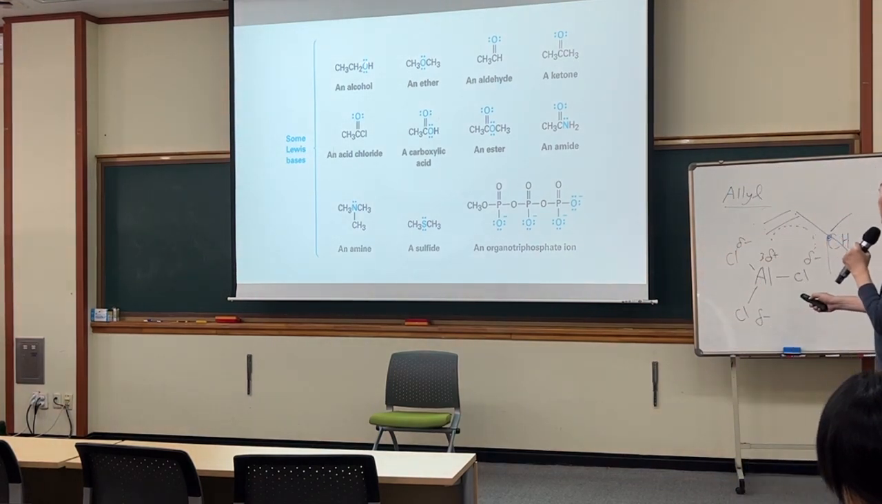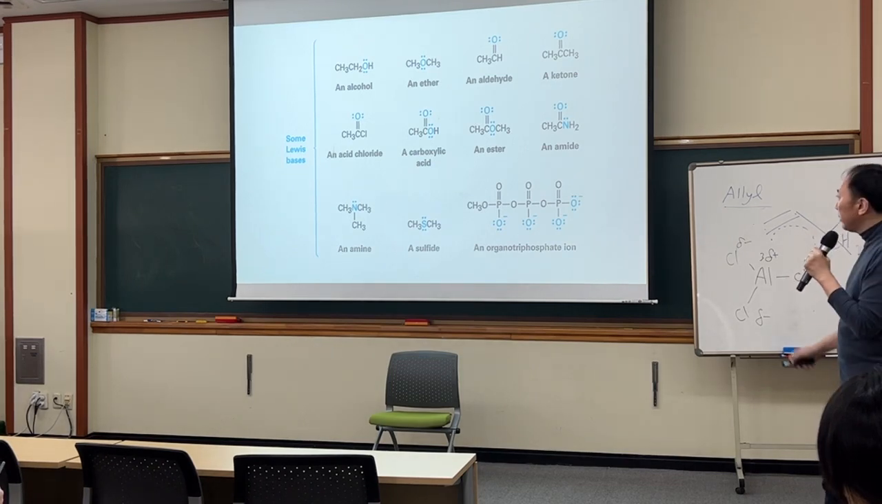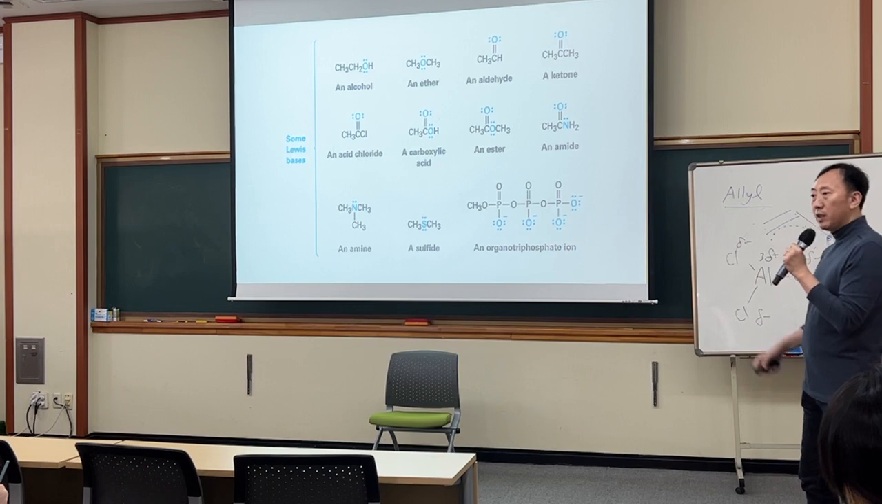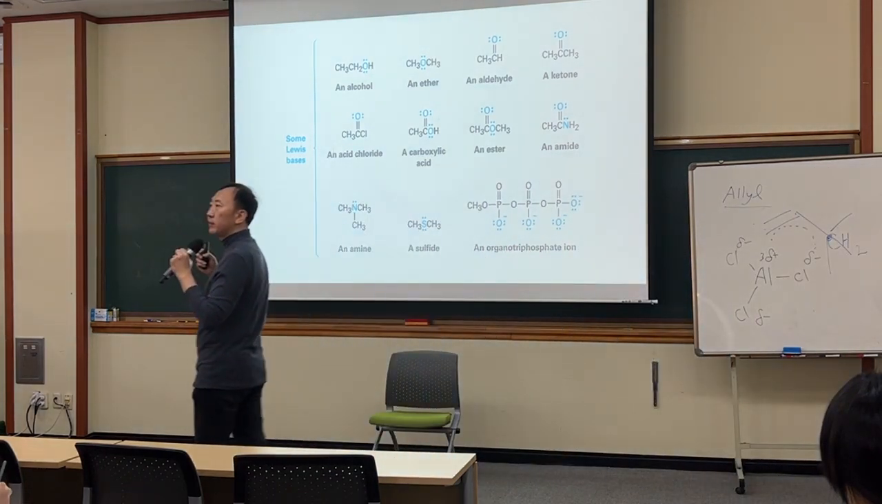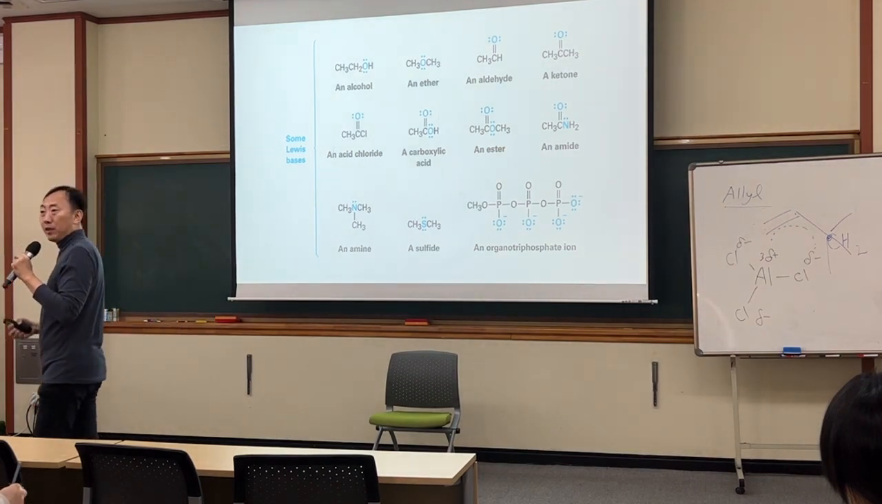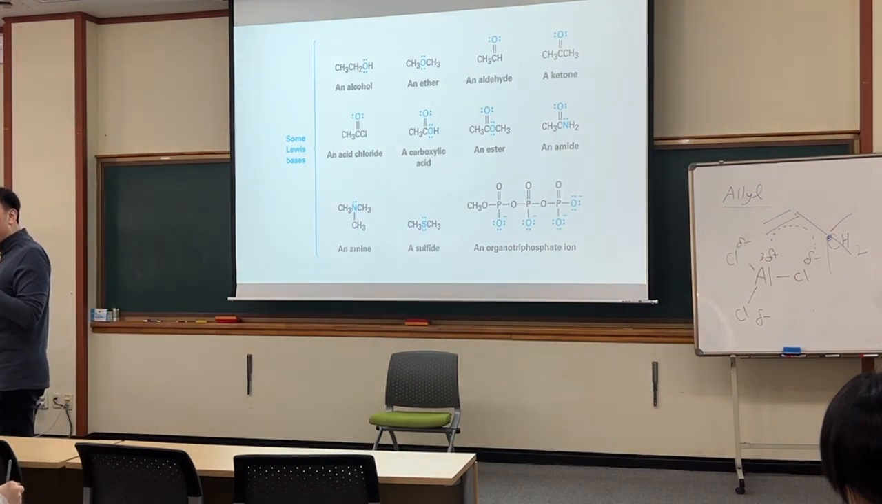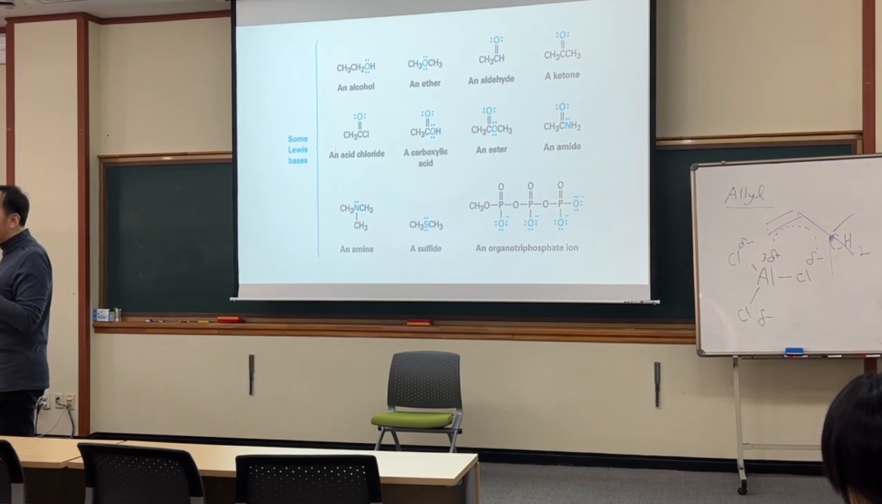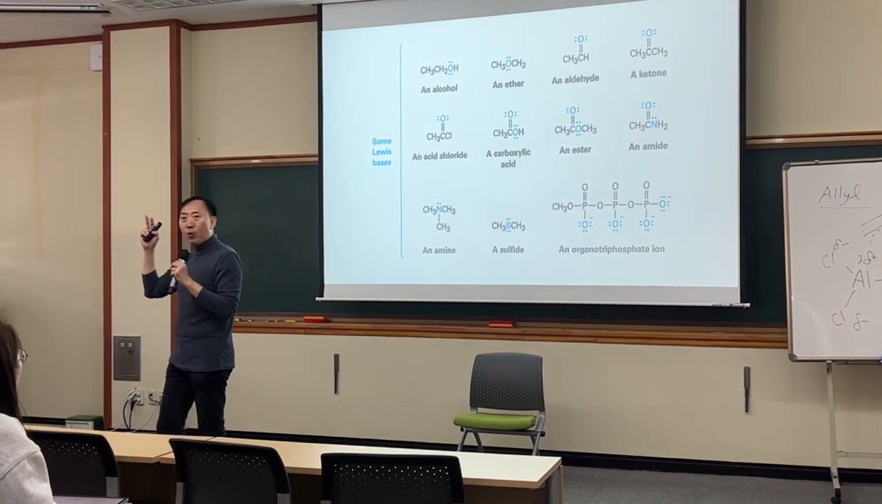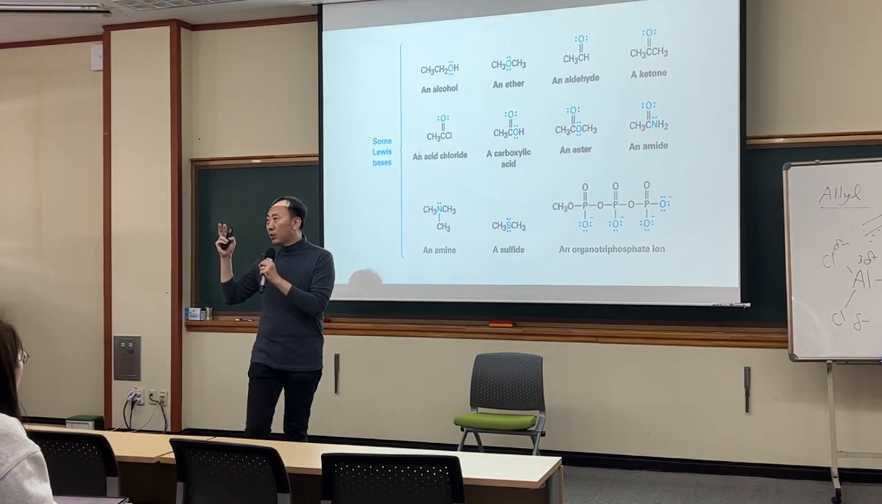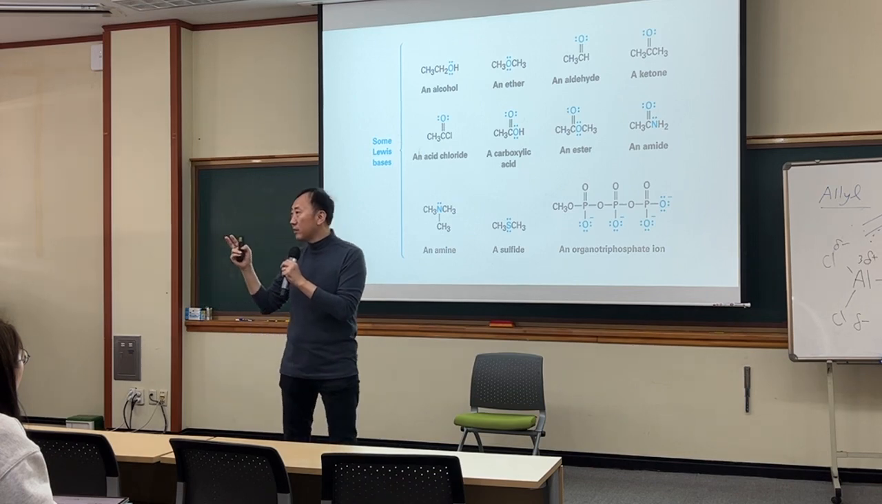Now nitrogens. Nitrogen has a lone pair too. Comparing nitrogen and oxygen, which one is a stronger base? Alcohol versus ammonia, which one is a stronger base? Ammonia, because it is nitrogen. I explained this to you one time. Can anybody repeat that? Why is nitrogen a better electron donor than oxygen?